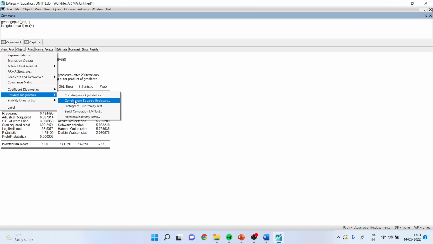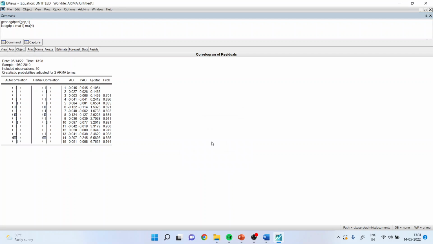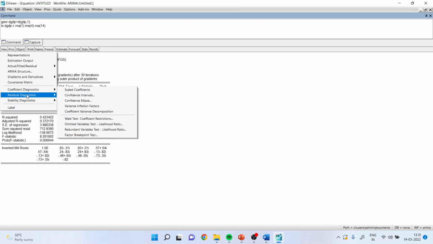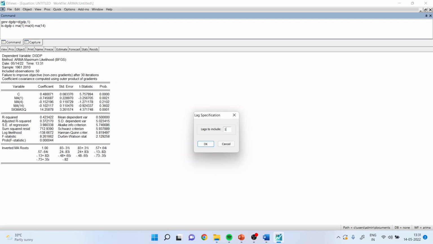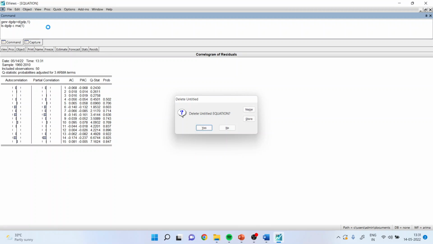View, residual diagnostics, correlogram Q-statistics, lags to include, make it 15. And when I include this, you can see the spike which was there has gone. One more, I feel that there is one more spike at 14. Let us include that also, and it will take care of that part also. Again, view, correlogram. Right? So at present, we don't have any significant spikes, and it is not necessary to include MA4 or MA14.